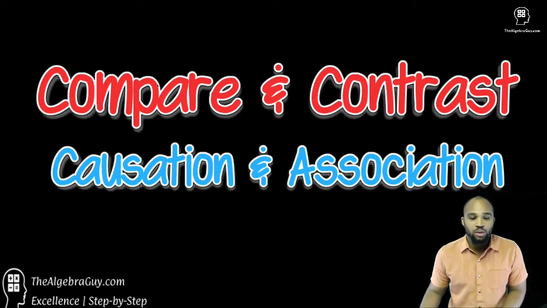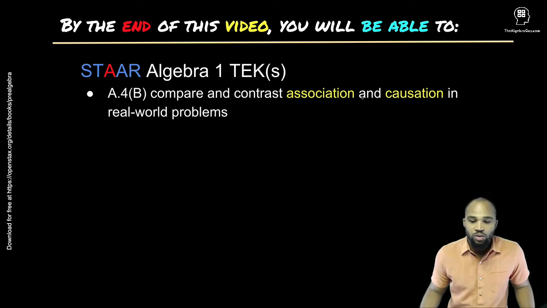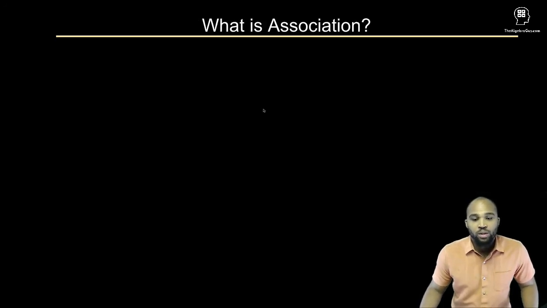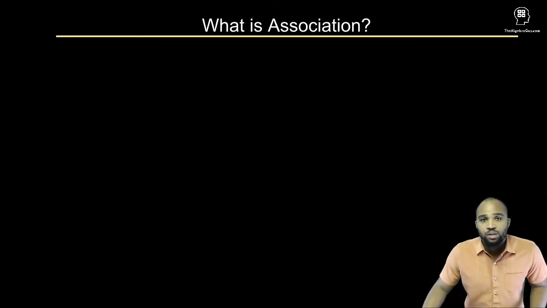What's the difference between them and why does it matter? So the TEK is 4B, compare and contrast association and causation in real world problems. So what I want to do is look at association and causation and do a couple of problems that we saw in the STAR test.